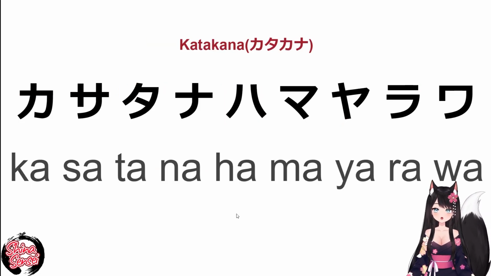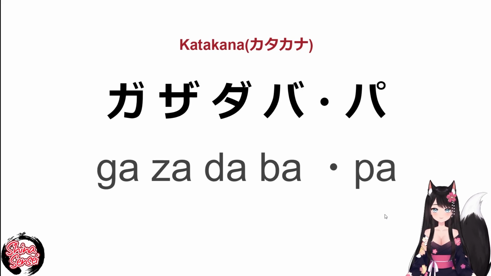Okay, so let's begin with the consonants with the a sound. We have ka, sa, ta, na, ha, ma, ya, ra, wa. Then we have the tenten: ga, za, da, ba, and the maru, pa.